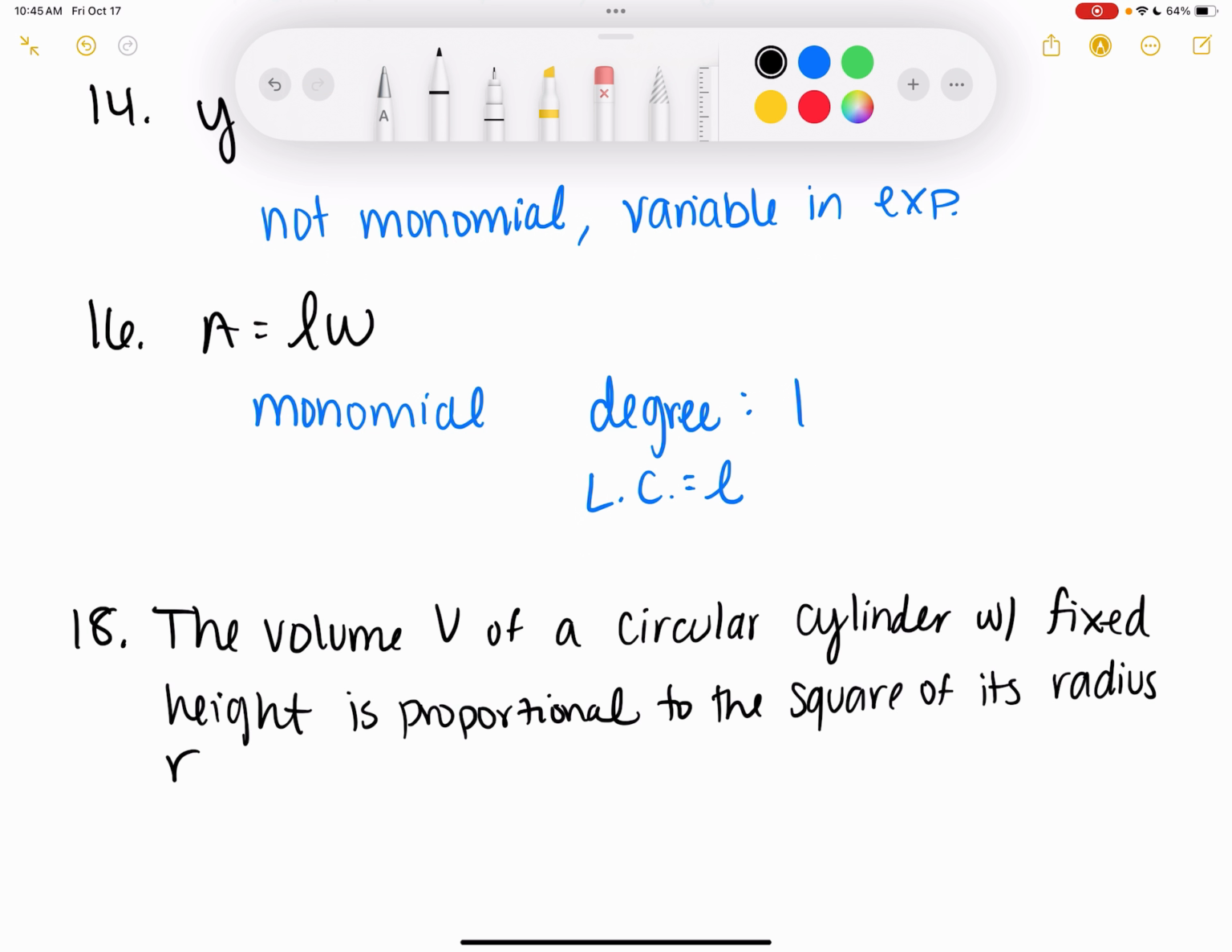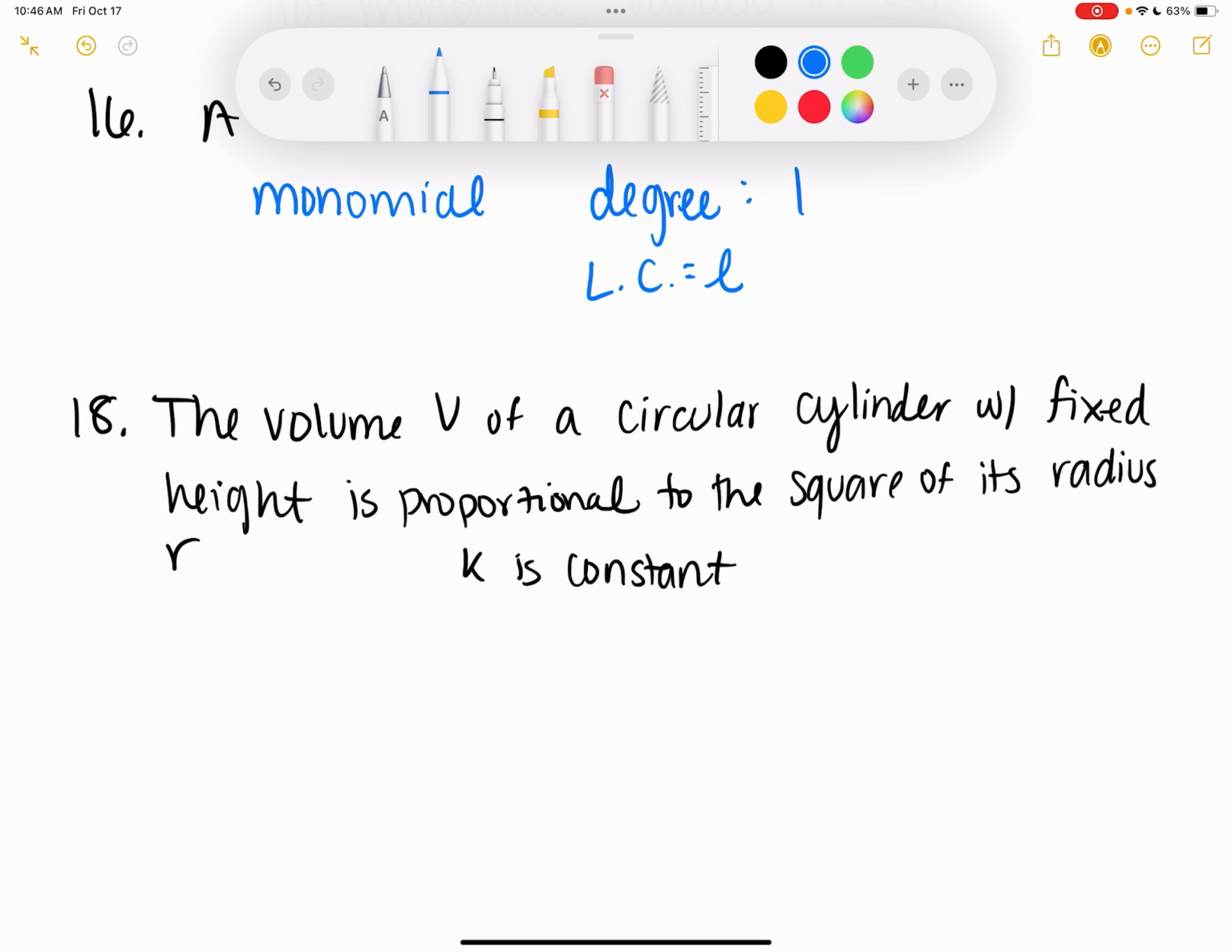So they told us in the instructions also that K is a constant, or to use K as our constant if there is not one given. So, anybody know the formula for volume of a circular cylinder? Pi. Yep, V equals pi r squared h.